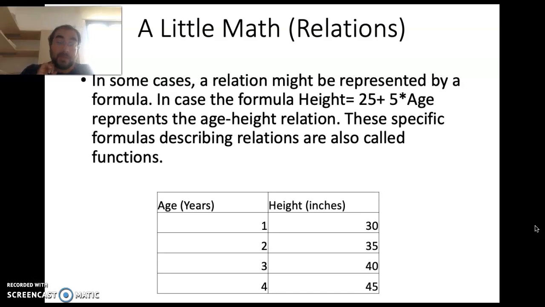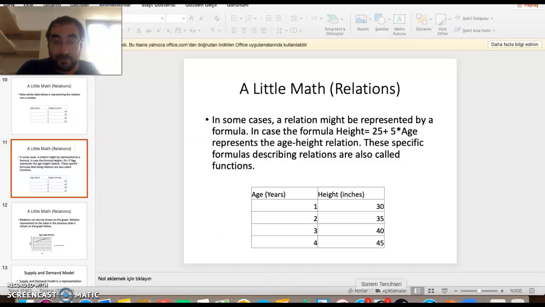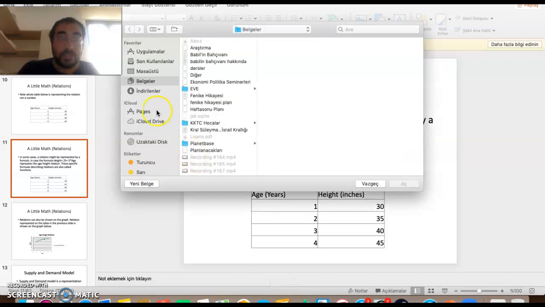We might also sometimes have formulas that represent a relation. For example, height is equal to 25 plus 5 times age is the relation. This is the relation. This part, height is equal to 25 plus 5 times age, is the relation itself. Because, let me open a page.